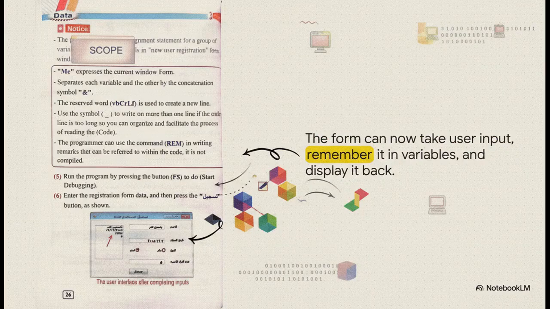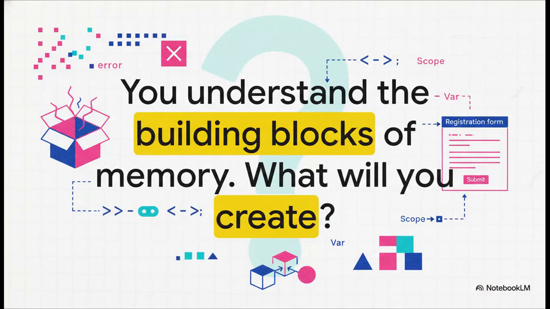And here it is, the final result. We declared our variables with the right scope. We used assignment statements to capture the user's input, and now our program successfully remembers that information and can display it back. We've brought all the concepts together into a working app. So, we've gone from creating a simple memory box to solving those tricky scope problems, all the way to building a functional form. You now have the absolute core tools to make software remember things. So, the only question left is, what will you build with it?